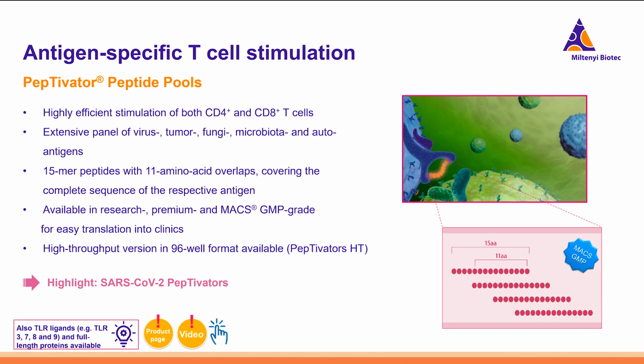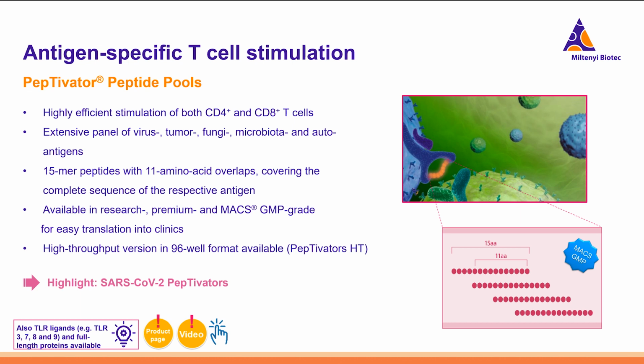Hereby, the most efficient antigen-specific stimulation of T-cells is achieved reliably with our Peptivator Peptide Pools. These extensive panels of virus, tumor, fungi, microbiota, or autoantigens consist of 15-mer peptides with an 11 amino acid overlap, covering hereby the complete sequence of the respective antigen. The peptide composition ensures the optimal stimulation of both CD4 positive and CD8 positive T cells.